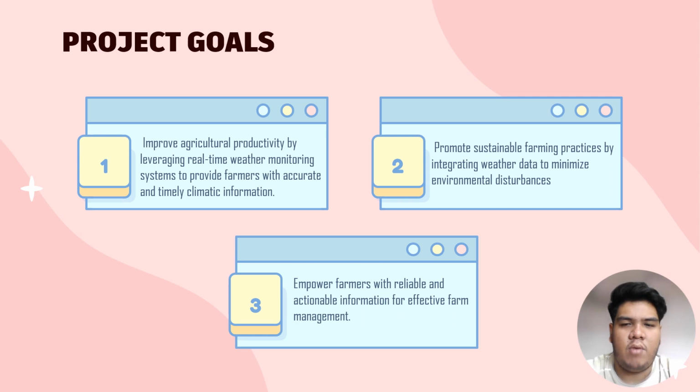Okay, now we talk about project goals. For this project, we have three goals. The first one, improve agriculture productivity by leveraging a real-time weather monitoring system to provide farmers with accurate and timely climatic information. Okay, for the second one, promote sustainable farming practice by integrating weather data to minimize environmental disturbance. Third, empower farmers with reliable and actionable information for effective crop management. So the farmer will know accurate information and how to manage the farm.